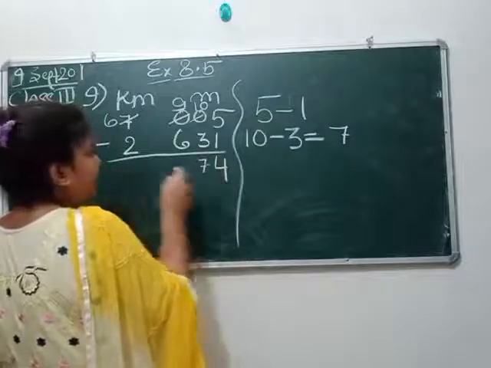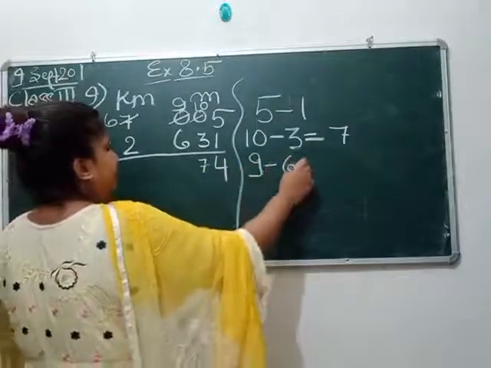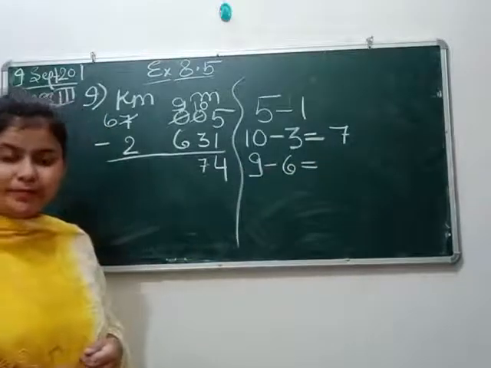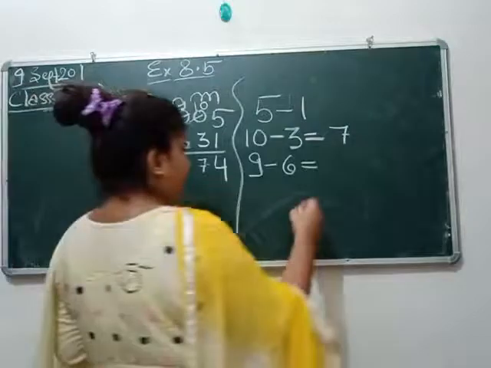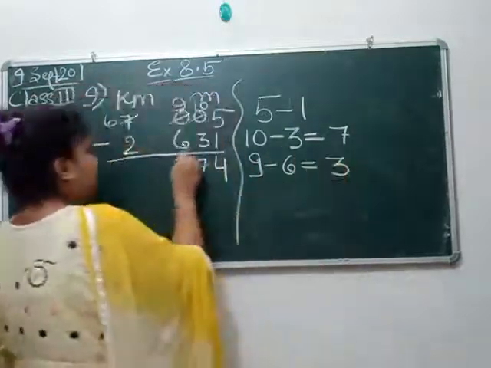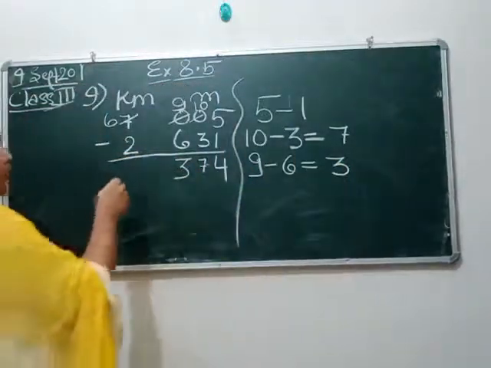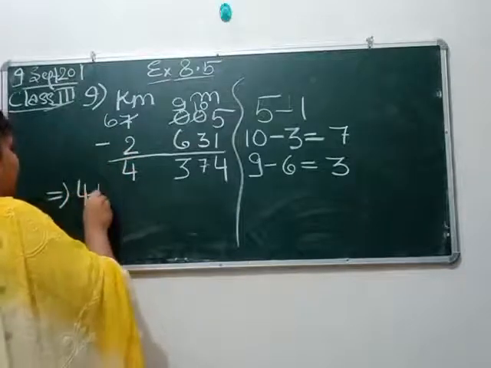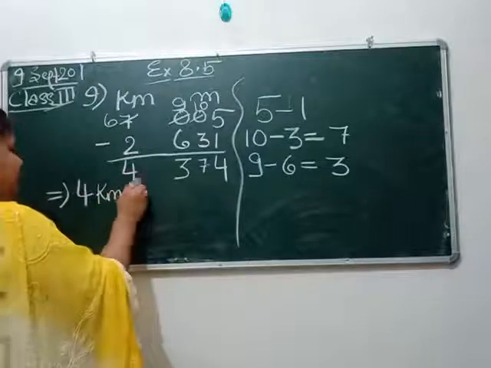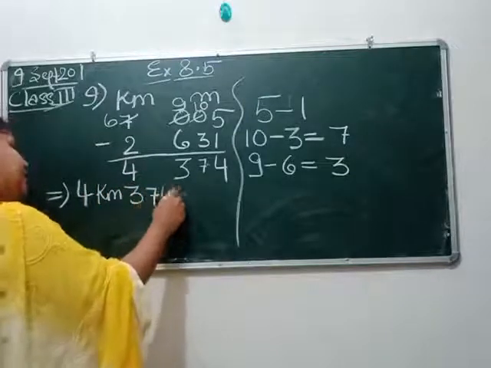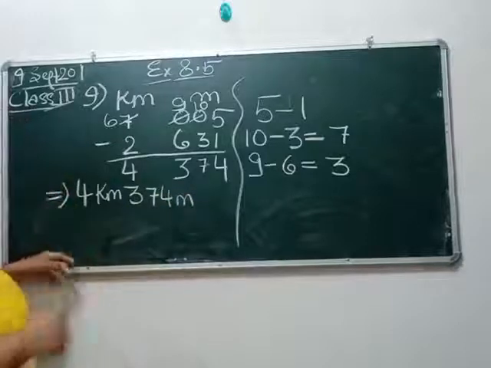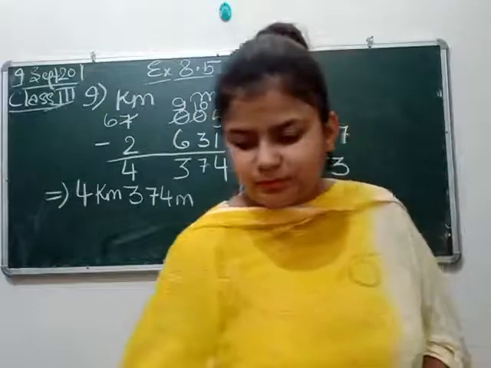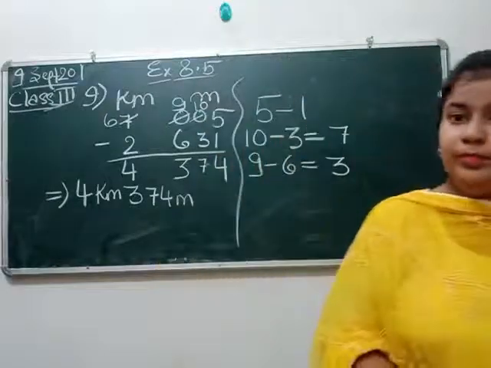Now at the next place we have 9 minus 6. So 9 minus 6 will give us 3. And here 6 minus 2, we will get 4. So our answer is 4 kilometer 374 meter. This is our answer for this question. Okay, come on. Note it down.